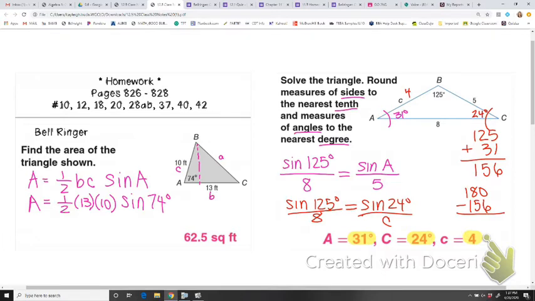Now, how did you find the other angle of 24? Well, you already had 125 and 31. If you add those together, you get 156. And if you subtract that from 180, you'll get that angle C was 24 degrees. So remember, when you solve a triangle, you need to find all 3 measurements of the sides and the angles.